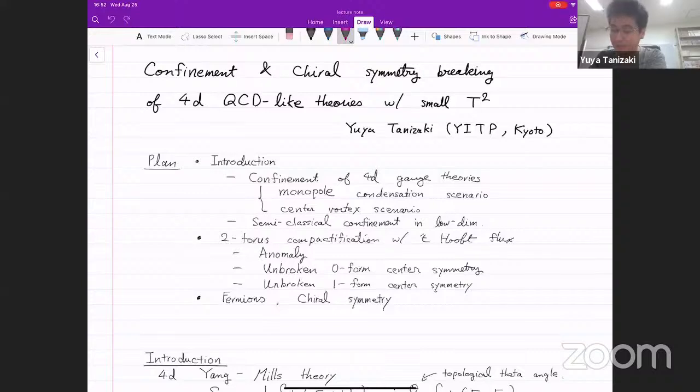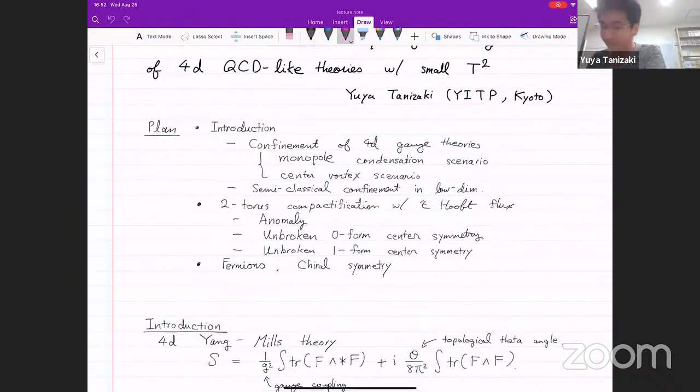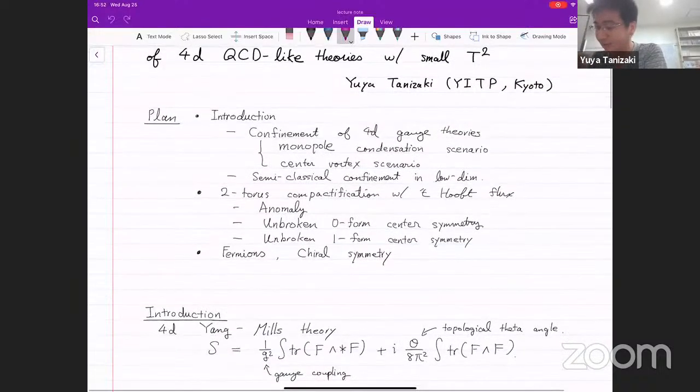First, I will give some introduction. I will review some properties of four-dimensional confinement in four-dimensional gauge theory, and some scenarios of confinement. Two famous scenarios are monopole condensation and the center vortex scenario. In 4D, both scenarios do not admit a semi-classical description of confinement because of some difficulty. But in certain cases, like 3D, for example S1 compactification, monopole condensation can give a good semi-classical description of confinement. So I want to talk about it very briefly.